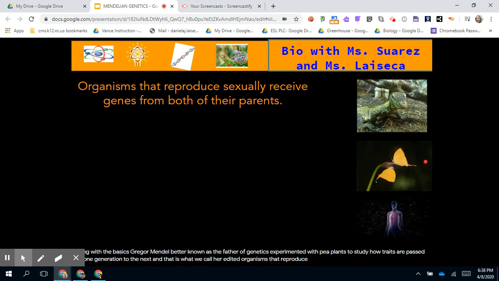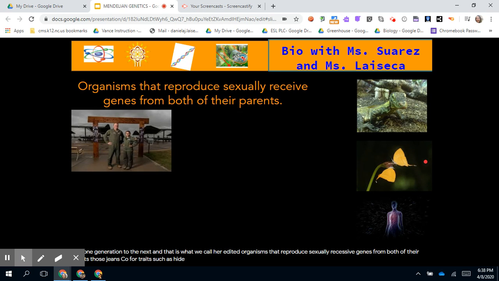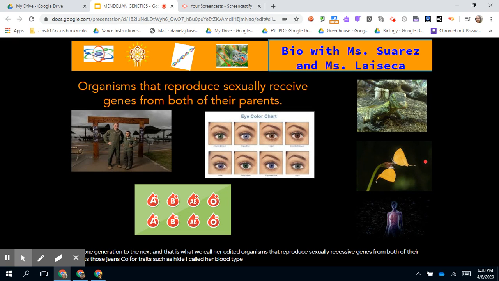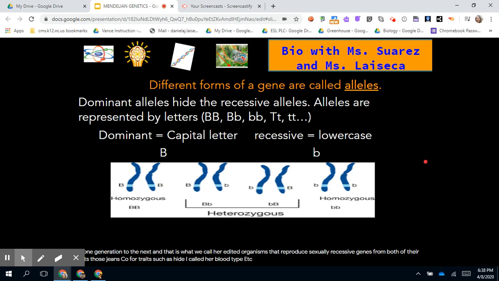Organisms that reproduce sexually receive genes from both of their parents. Those genes code for traits such as height, eye color, blood type, etc. The different forms of these genes are what we call alleles. Alleles can be either dominant or recessive. Dominant alleles are expressed as traits, and recessive alleles only express when no dominant alleles are present.